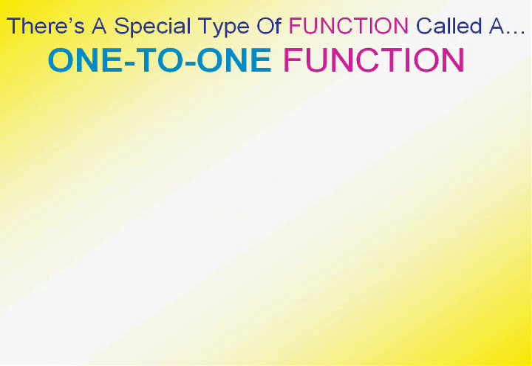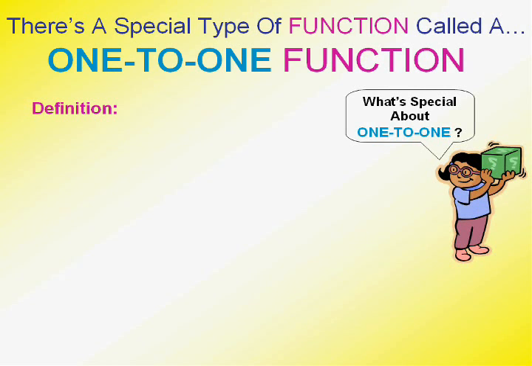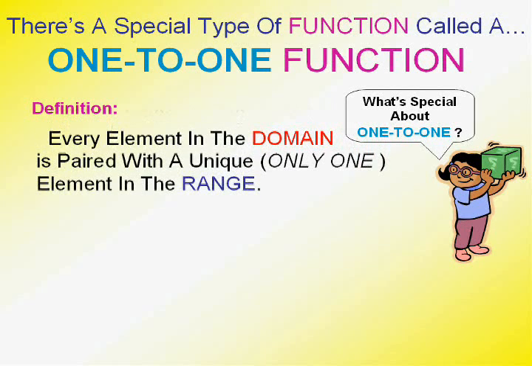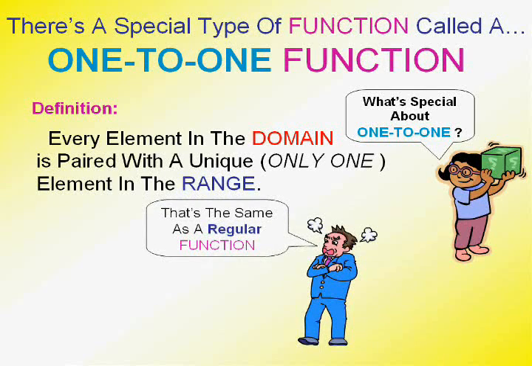We know that a function is a special type of relation. Well, there's something even more special, a special type of function called a one-to-one function. This is going to come into play when we want to start working backwards. What's special about a one-to-one, first of all, is that every element in the domain is paired with a unique element in the range. Yeah, I know, that's just the definition of a function, but it is a function, so that's one of the parts that makes it one-to-one.